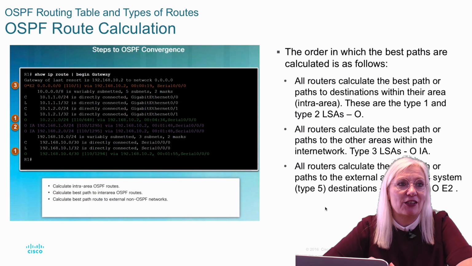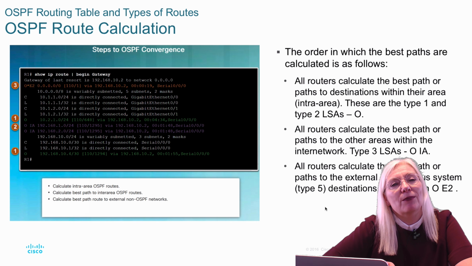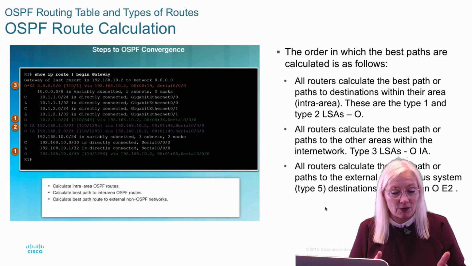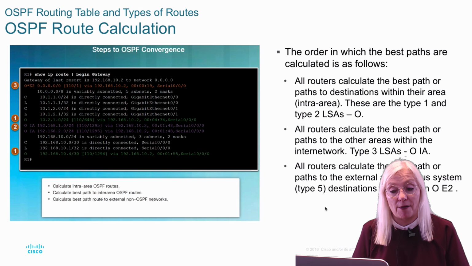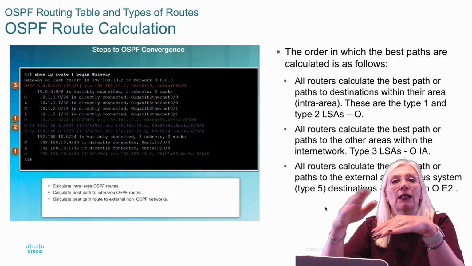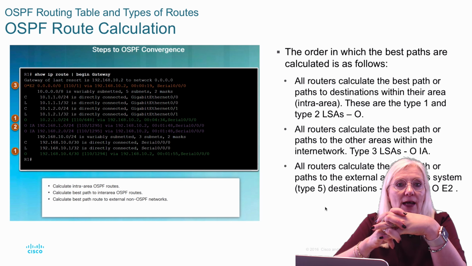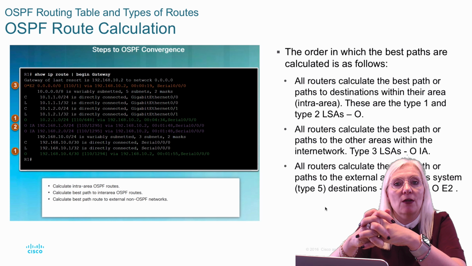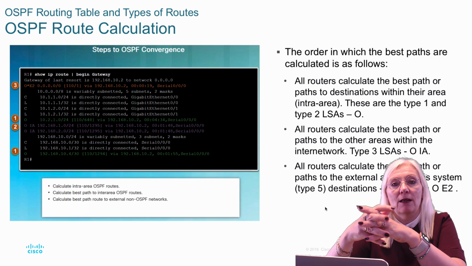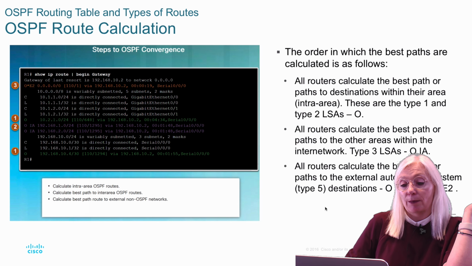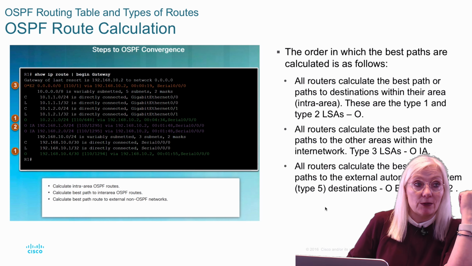For the route calculation, we will see again the best path. We will find the best path within the intra-area. Of course, it will always choose the intra-area because that's the fastest. That's the area that I'm within myself. And then it will be updated with the other areas after that. OSPF routers calculate the best path or paths to external autonomous systems as well, with an E1 or an E2. We will see the distance or the cost for those routes as well.